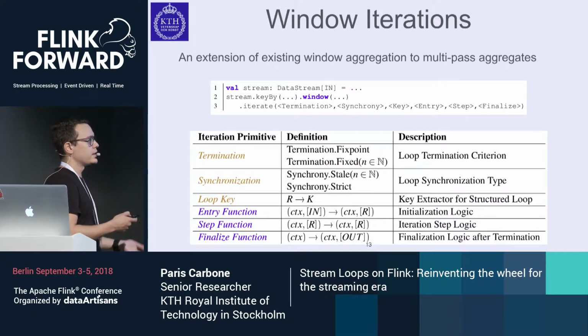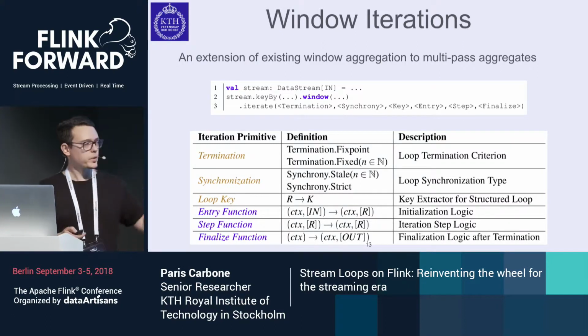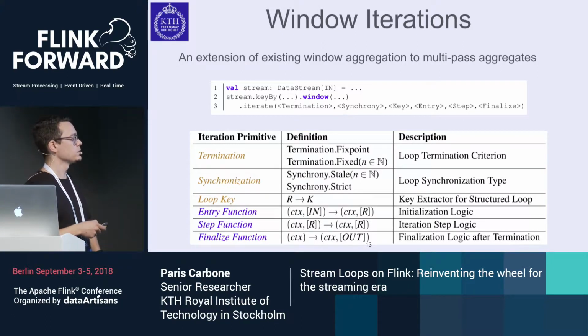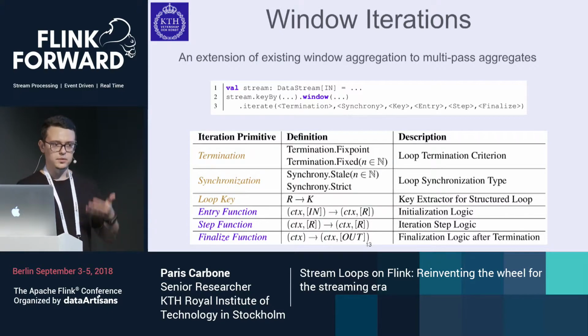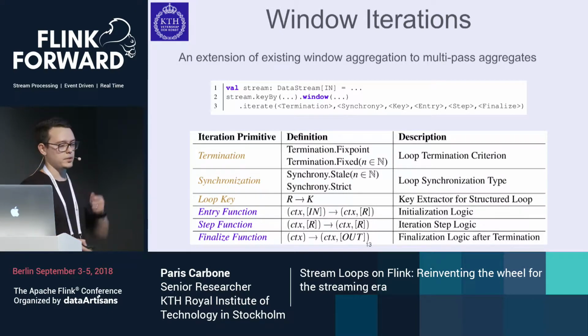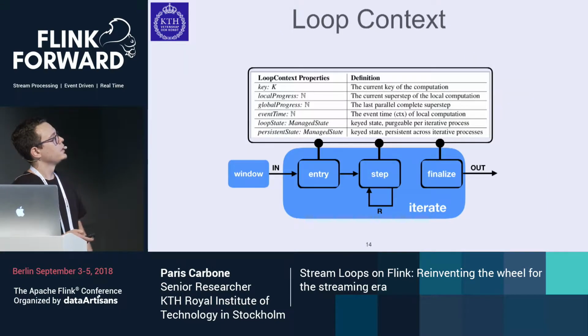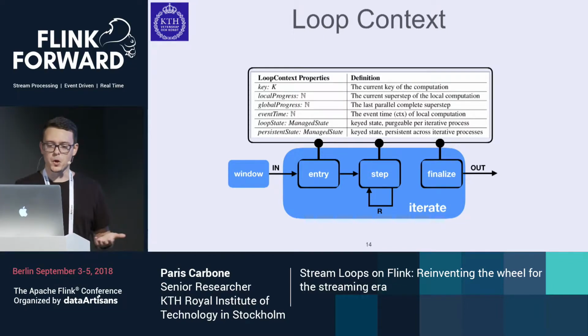Then there's a key by which we partition our iterative computation, and three main functions that do the aggregation: an entry function that initializes the state of the iterative computation, a step function that runs the step on the state, and a finalize function that outputs the final result. All of these run on a per window basis, right? And there's also a context associated with this operator.